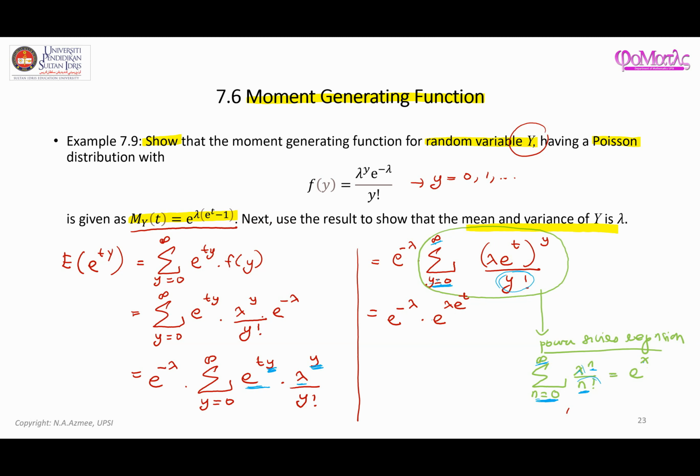So basically we are just comparing the situation that we have over here with the established result of power series expansion. Maybe I will talk more about this power series expansion in the next video, but for the time being, the result that we get over here comes directly from the established result of power series expansion, which is given here. Let me just erase that part.